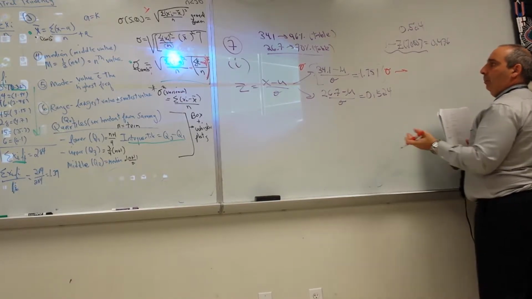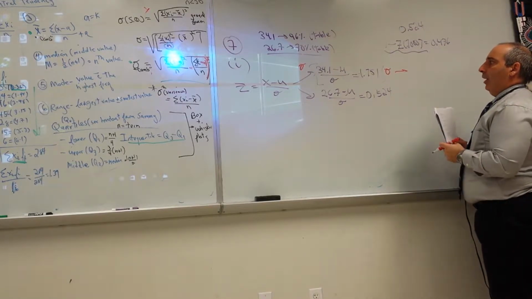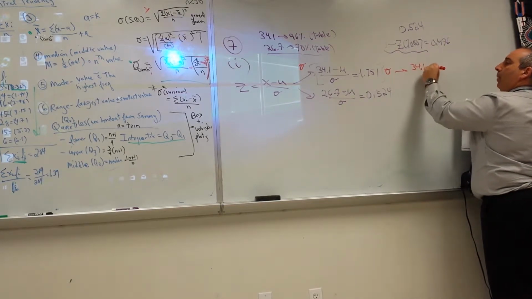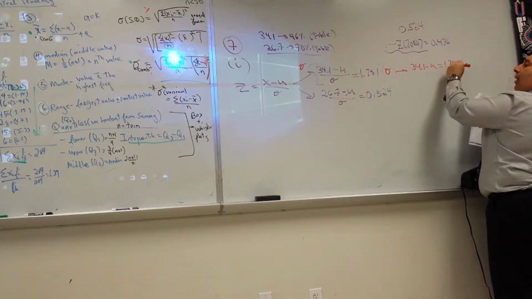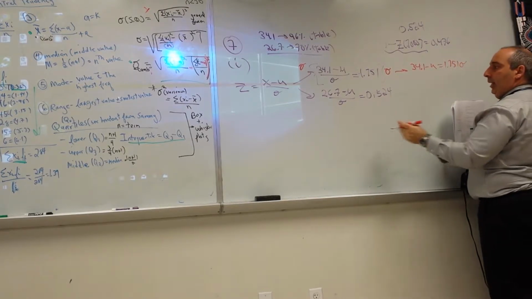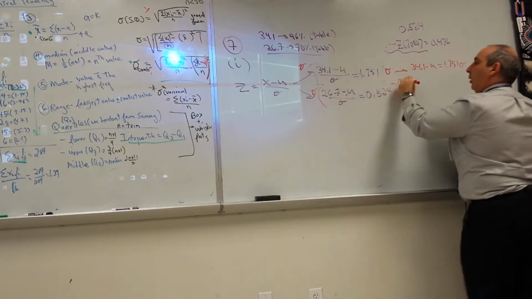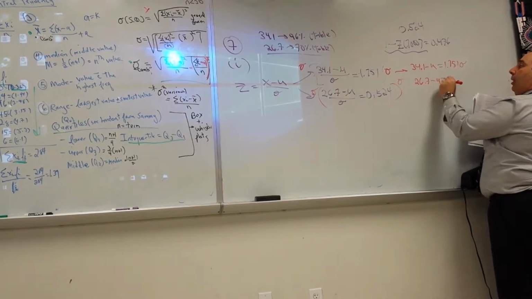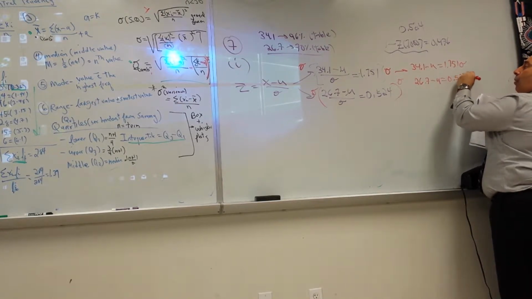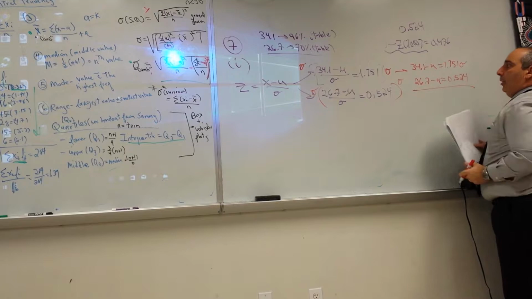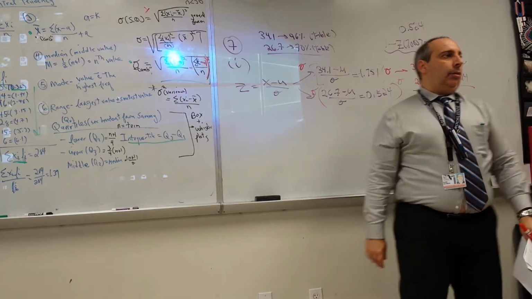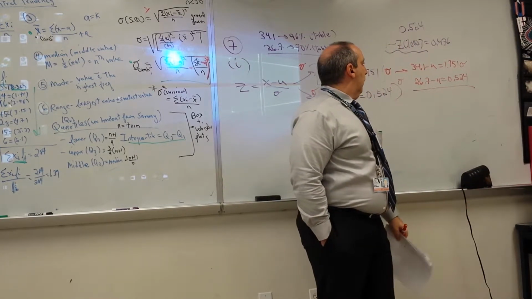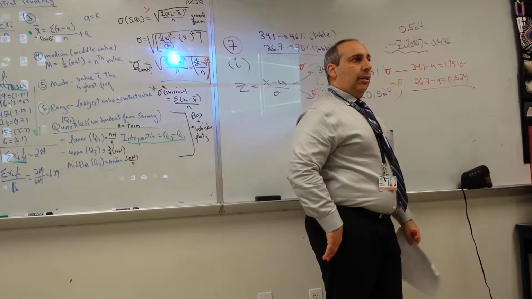So what would I get here? 34.1 minus mu is equal to 1.751 sigma. And then equation 2: 26.7 minus mu equals 0.524 sigma. Then simultaneous equations. You can multiply 1 by the negative to kill off the mu, because then you get the sigmas. Make sense? I would use substitution.